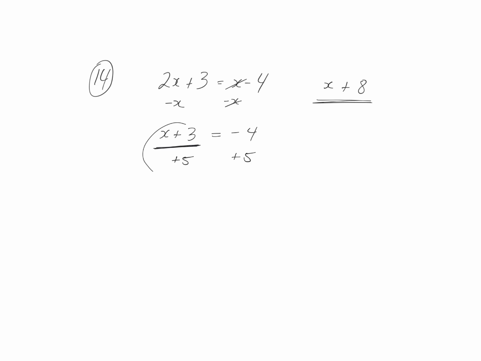Question 14 gives us the problem 2x plus 3 equals x minus 4, and it asks for the value of x plus 8. So I'm going to collect the x's on the left. I'm going to go minus x, minus x. These are gone. Now I have 2x minus x on the left, and I get x plus 3 equals negative 4. But I want x plus 8, and I have x plus 3. So I just need to add 5 to the left and 5 to the right, and this is x plus 8. And that's going to equal 1. So the answer is C.